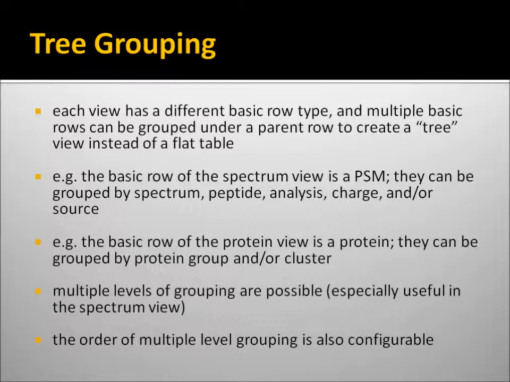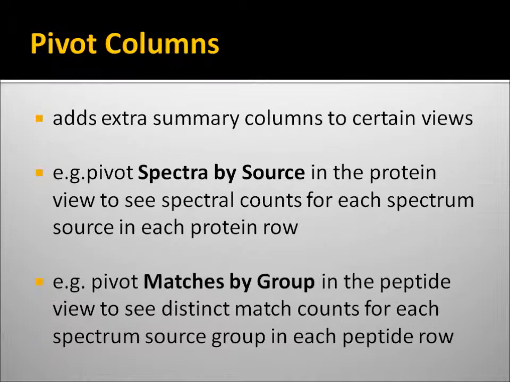The values of some columns change automatically based on the tree grouping. For example, if you group the spectrum view by spectrum and not by source group and source, then the spectrum ID will include the source group and source name so that the spectrum is still uniquely identified. Pivot columns are extra columns you can turn on for some of the views that add more targeted summary information, such as showing spectral counts per spectrum source in a protein row, or distinct matches per spectrum source group in a peptide row. These extra columns are used to provide approximately the same tables in IDPicker 3 that IDPicker 2 provided by default.